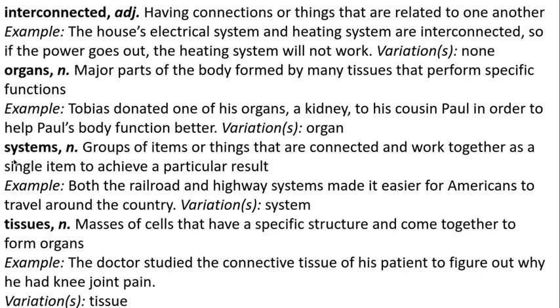We have the word systems, which is groups of items or things that are connected and work together as a single item to achieve a particular result. Systems. We have the word tissues. Not tissues like you blow your nose in. These are a noun. It's masses of cells that have a specific structure and come together to form organs. So it's what organs are made out of, and tissues are made out of cells.